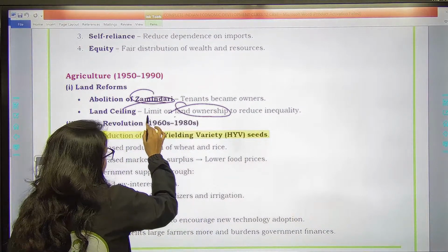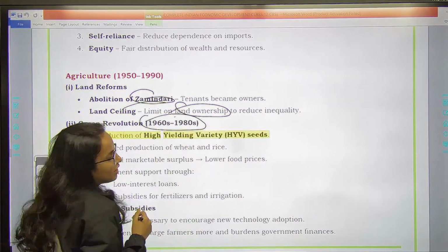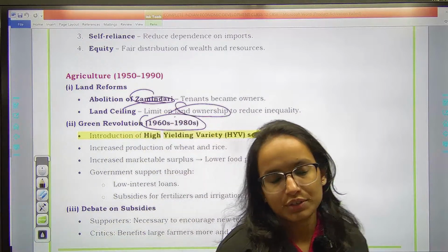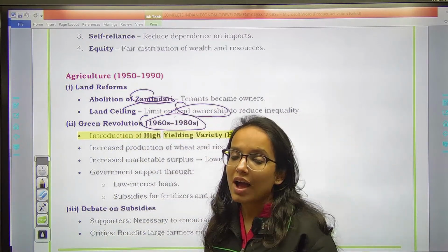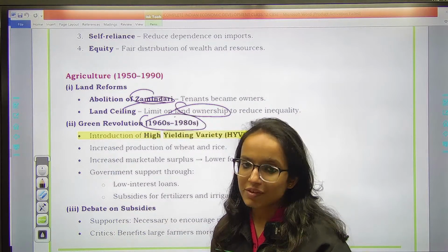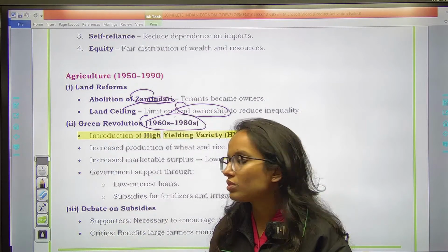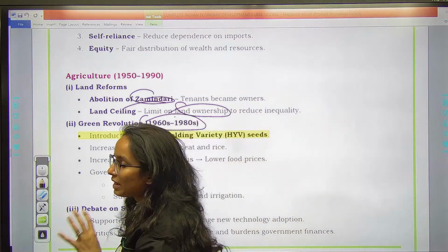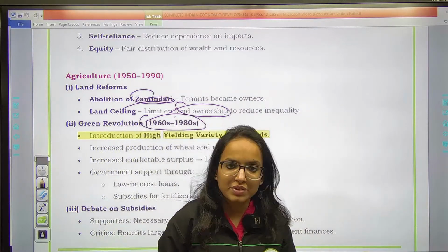Then came in 1960s the green revolution. Green revolution क्या था? With the help of technology, with the help of high yielding variety seeds, we were able to produce lots of wheat, basically wheat and rice. तो primarily दो crops थी, wheat and rice.